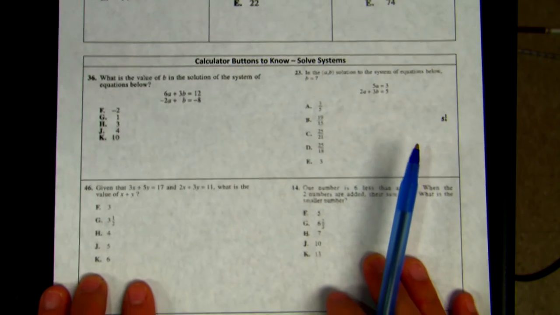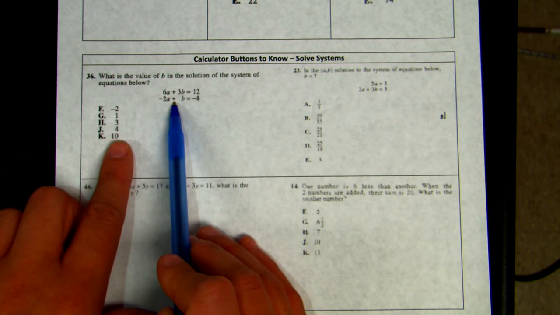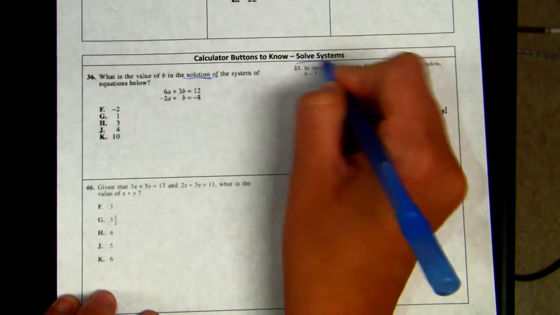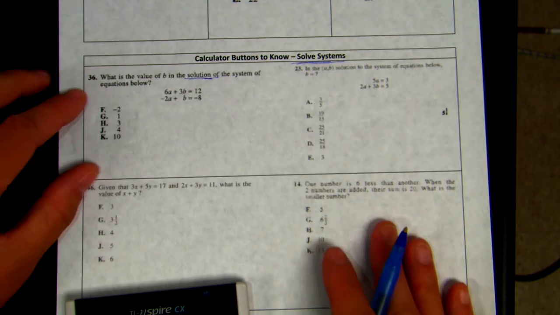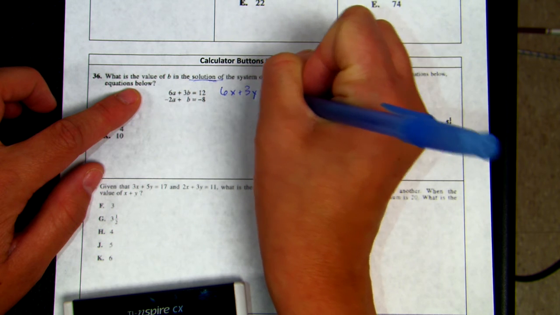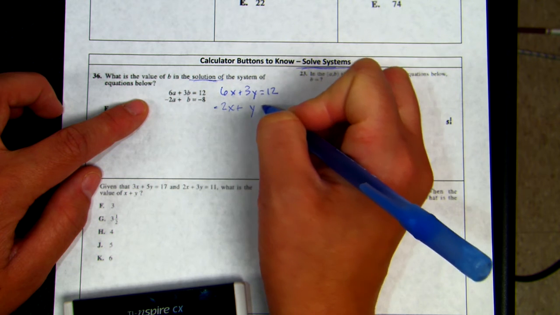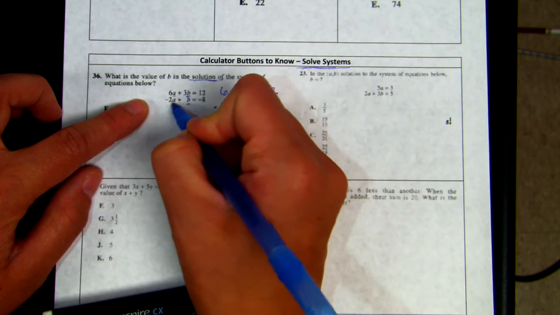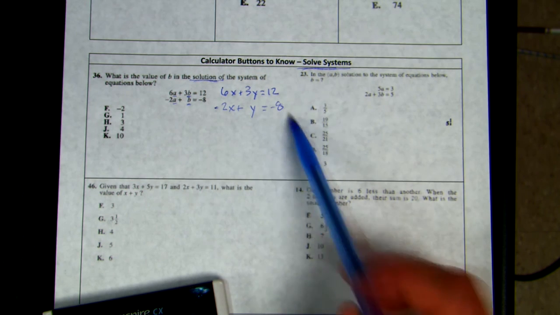Last calculator skill is solving systems. If you're ever given a system of equations with two different equations and it says solution or solve, you can use your calculator to solve these as well. You have to rewrite these in terms of x and y. So 6x plus 3y equals 12. And then -2x plus y equals -8. Notice that I made both the b's into y's, both the a's into x's. Your calculator just doesn't recognize a and b as variables, so make sure you've rewritten them as x and y.